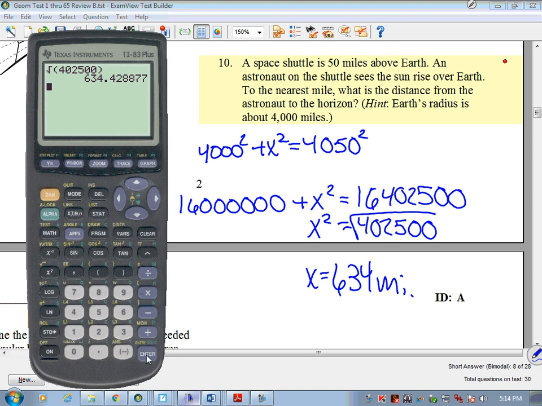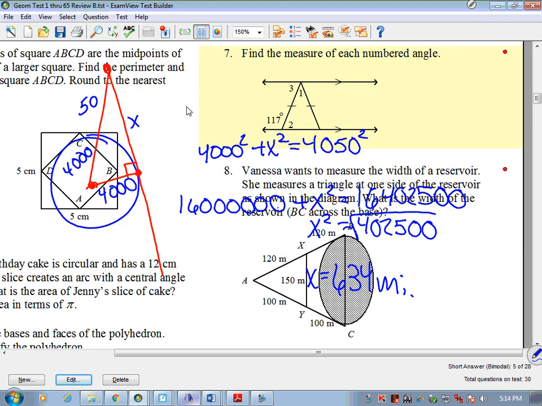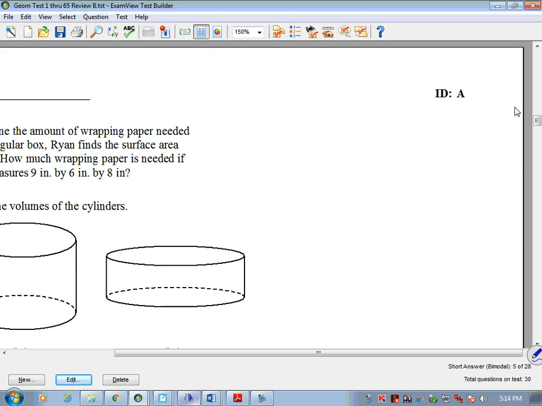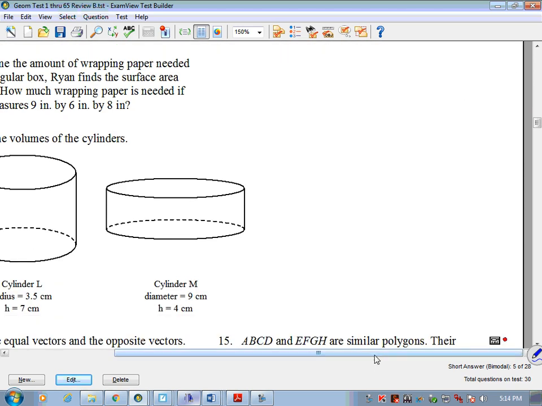That's question number 10. You need to be able to draw the picture and put the math together. That's what I expect to see on that question. We're about 1/3 of the way there.